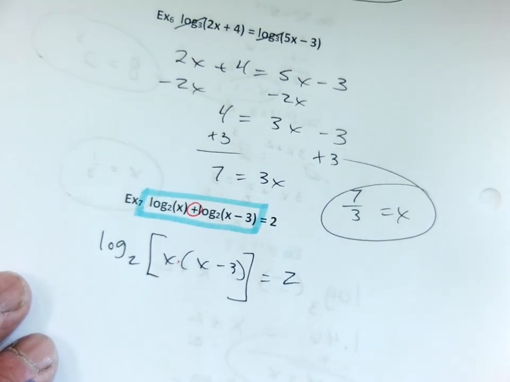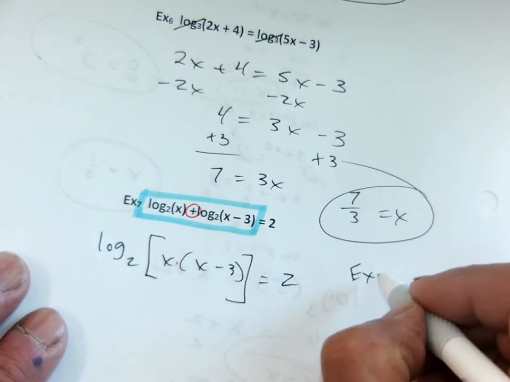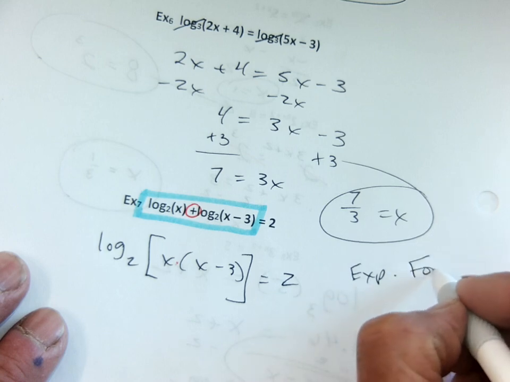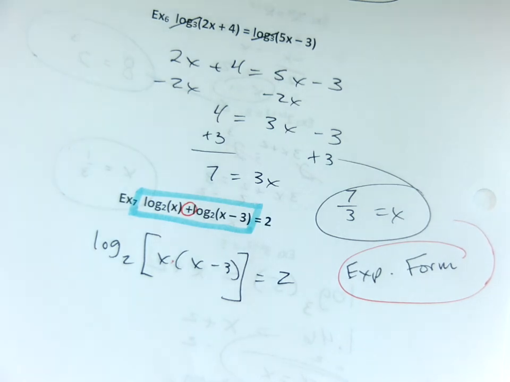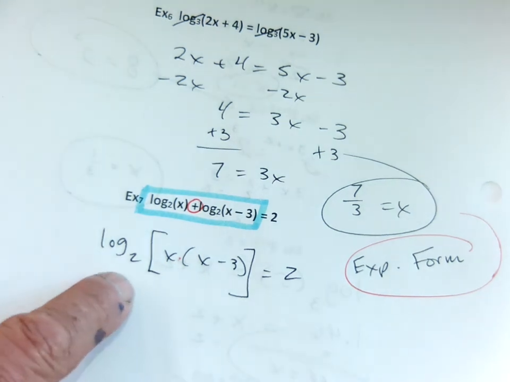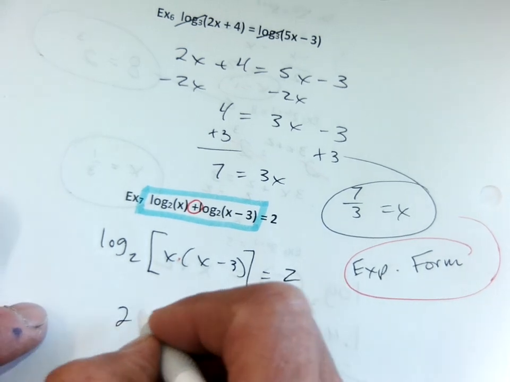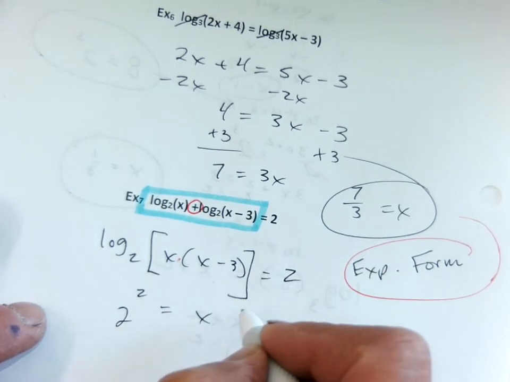Now, let's change this to exponential form. So I changed this to exponential form. I'm going to take it from log form to exponential. So we're going to have 2 to the 2 power equals this. We're going to change it to our exponential form. So we're going to rewrite this as 2 to the 2 power equals x times x minus 3.